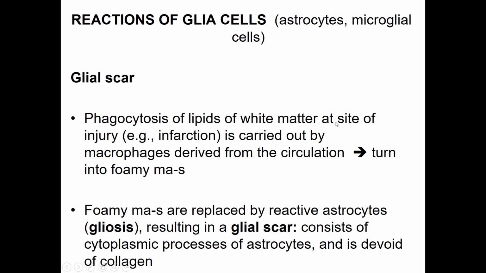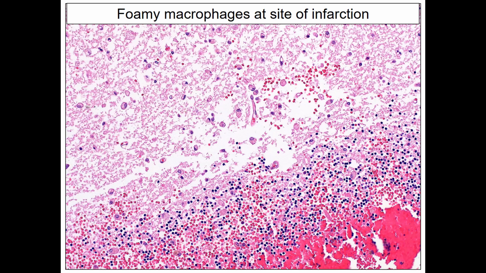And if the myelin sheaths are degrading because of an infarction, for example, then these foamy macrophages, the majority of them coming from the circulation, i.e. monocyte-derived macrophages, phagocytose this lipid material, and on paraffin-embedded material they appear as foamy macrophages. And foamy macrophages are later replaced by reactive astrocytes, forming gliosis and glial scar, which consists of the cytoplasmic processes of astrocytes, and as mentioned, there is no collagen in this event.